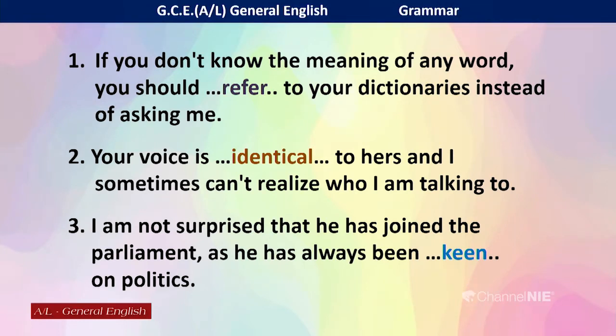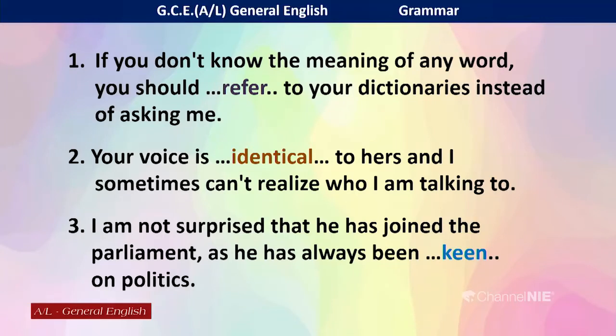If you don't know the meaning of any word, you should refer to your dictionaries instead of asking me. So the best way for you to know the meaning of a word is to refer to a dictionary rather than asking someone else. That's what we do as teachers also. When we find a new word, we refer to our dictionaries and see what's the meaning.